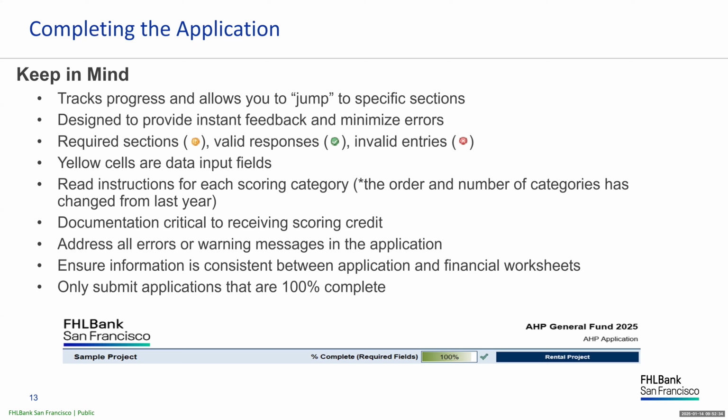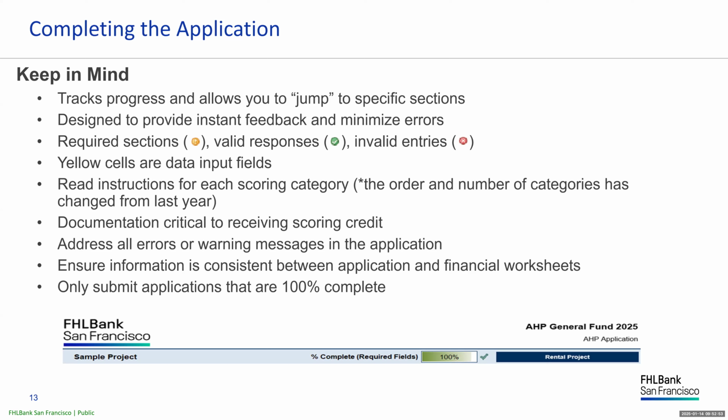Don't forget to reference and upload backup documentation if required for a scoring category. Too often, points are not awarded because documentation was not provided. Unfortunately, we cannot contact you during the round to ask for missing documentation. Address all errors or warning messages. The application form is intended to help you get the right information in the right data format for us to score your application. Data fields with error messages will not be scored.